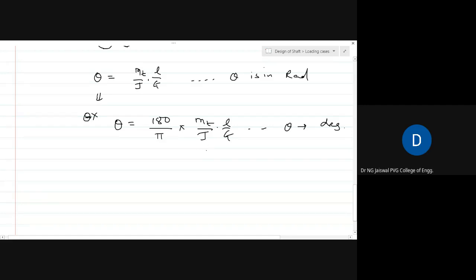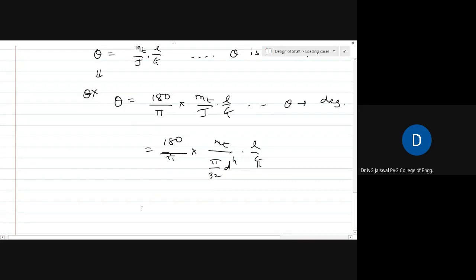So what I mean to say is that 180 divided by pi into Mt as it is, equal to pi by 32 d to the power 4 into L by G. All the terms which are numbers, 180, pi, another pi here, 32, can be clubbed together into a single number, and what you get is 584 Mt into L divided by G d to the power 4. This is equal to theta.